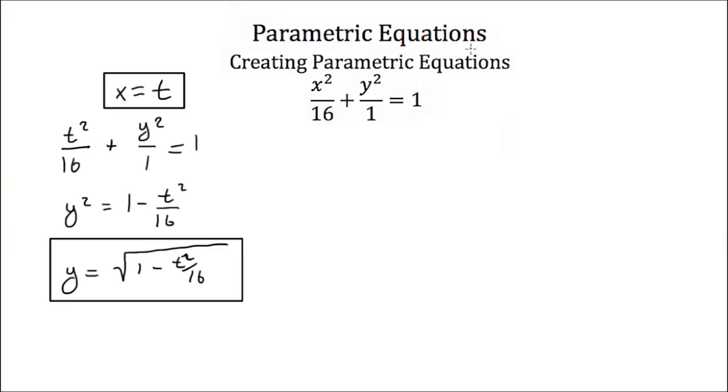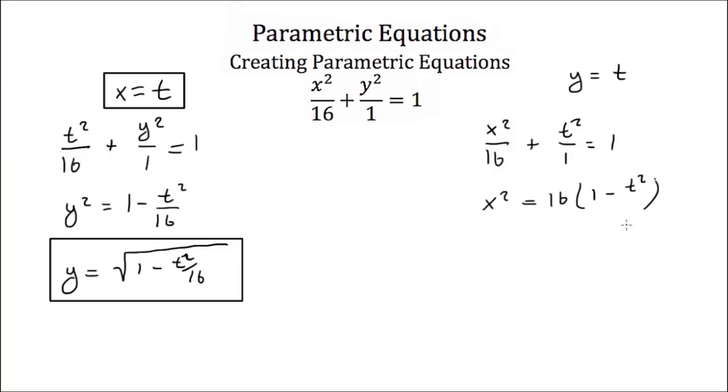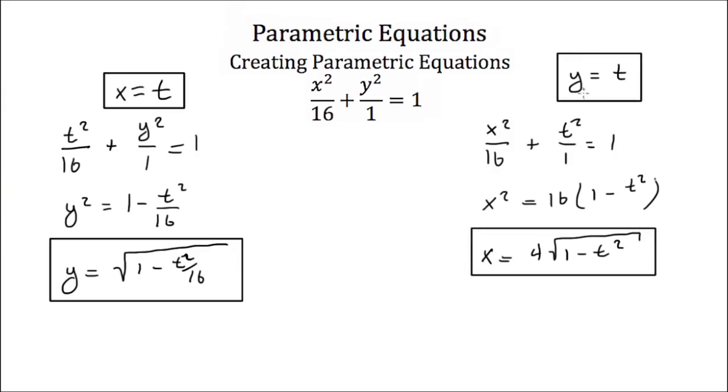Now I could have also said that y was equal to t. And then I could have plugged that in. I would have had x squared over 16 plus t squared over 1 is equal to 1. And I could have solved this for x. I would have had x squared is equal to 16 times 1 minus t squared. And then I would have taken the square root of both sides, and I would end up with x is equal to 4 times the square root of 1 minus t squared. So here are two different parametric equations that also represent this rectangular coordinate equation.